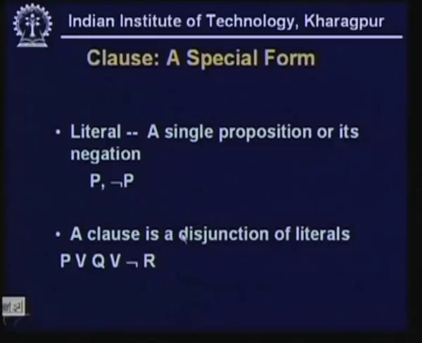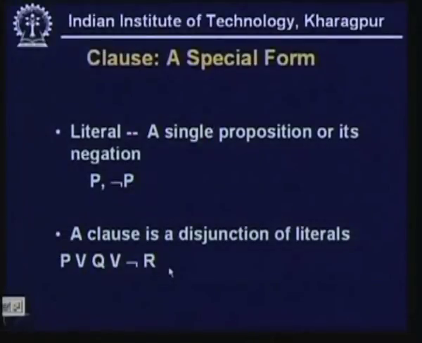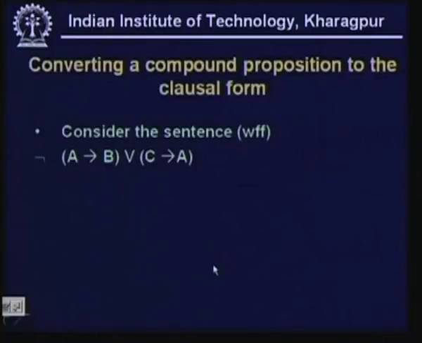A clause is a disjunction of all these literals. Now, what does disjunction mean? Disjunction means connection through or, not and. When we connect it with and, we call it conjunction. But disjunction means that all these literals are connected with or. So, you say P or Q or not R. This is a valid clause. Okay. Now, this is a particular form that is very useful for inferencing.